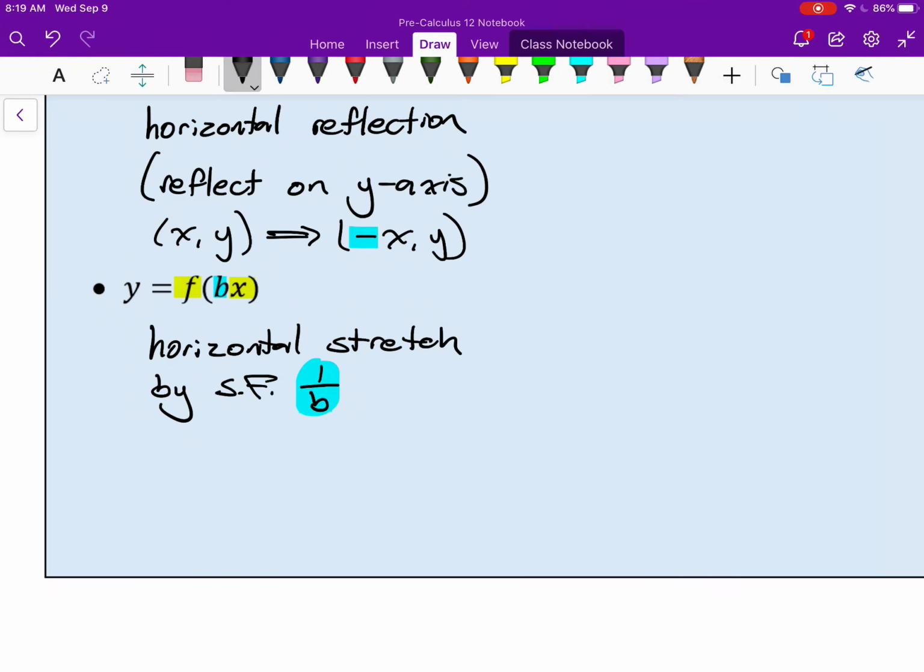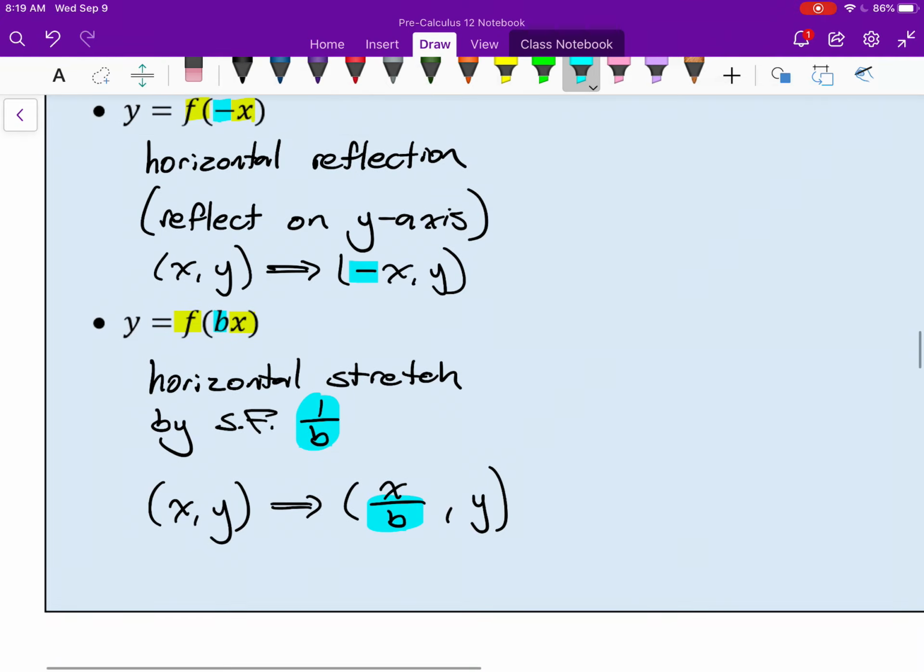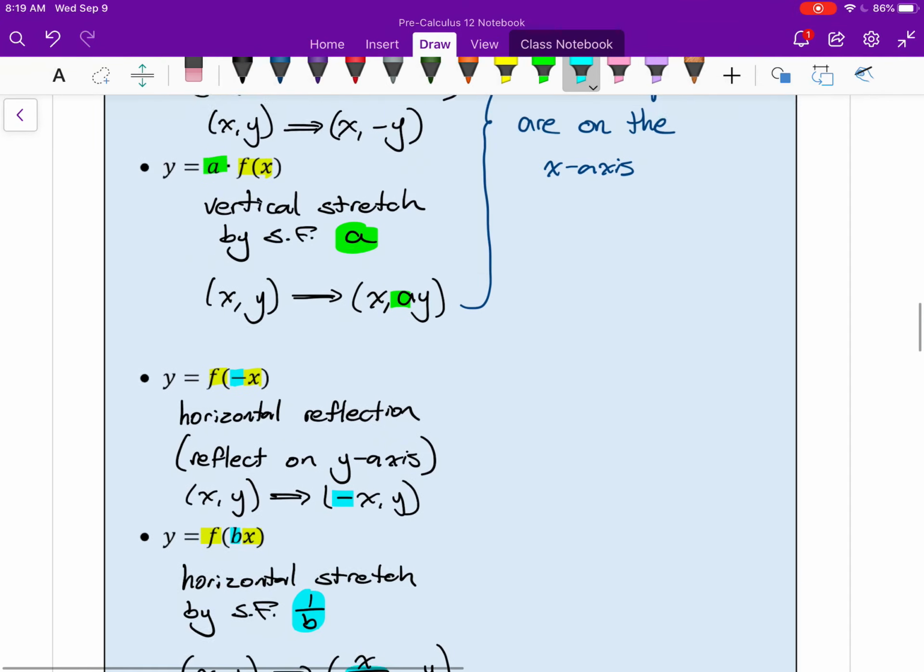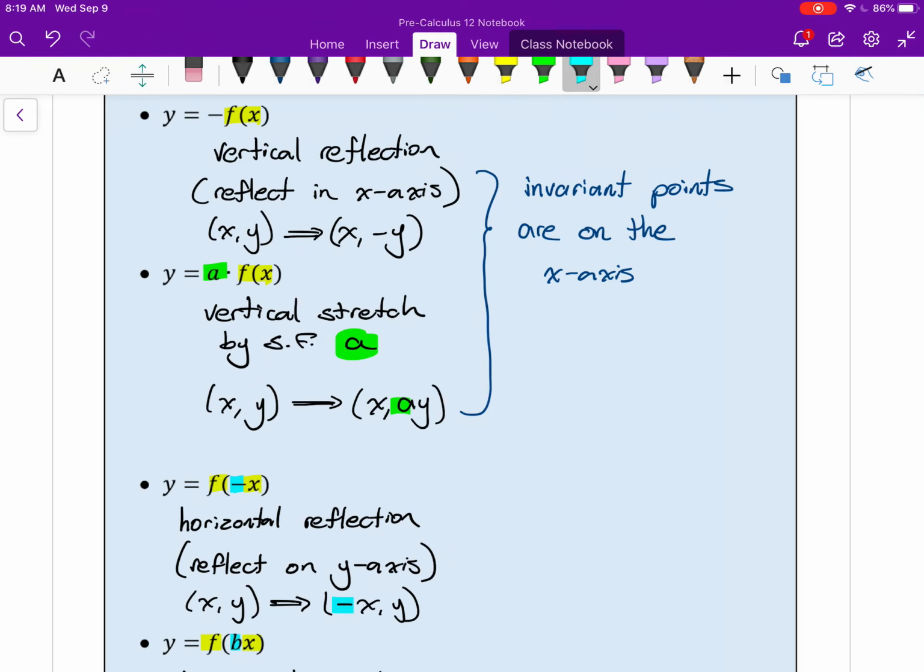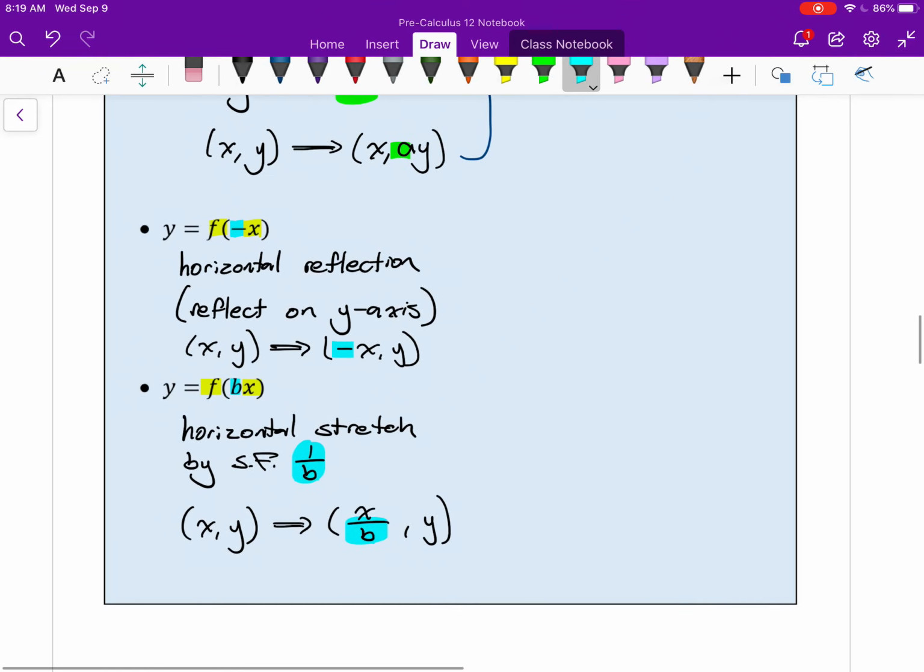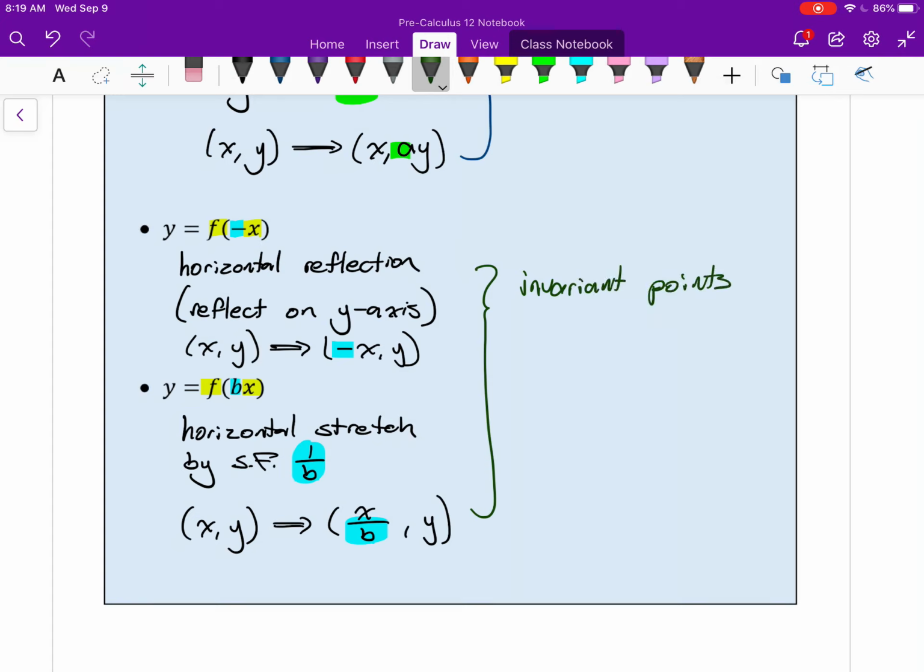In mapping notation, I can express it like this. x comma y maps onto x divided by b comma y. Again, dividing by b is the same as multiplying by 1 over b. And the invariant points: if the invariant points for vertical stretches are on the x-axis, you may guess that for horizontal stretches they're on the y-axis, and that is correct. I'll show you a visual of that in a moment. Invariant points are on the y-axis.